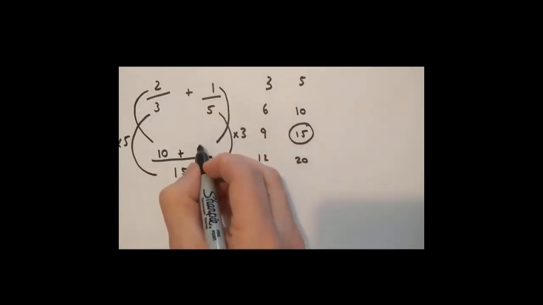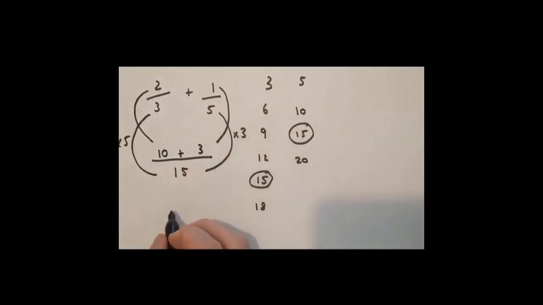And then we add them together. So 10 plus 3 is 13 over 15. Note that the denominator doesn't change.